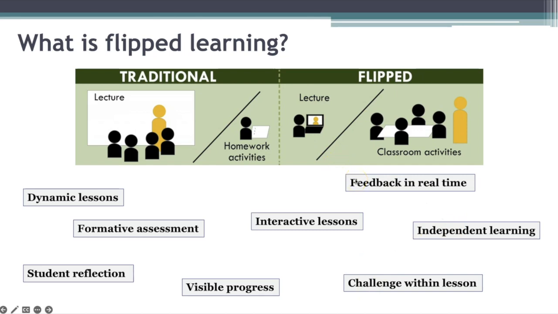You get feedback in real time because once they're doing the activities there and then, you can see whether they did or didn't understand it rather than having to wait until you mark the homework. You are able to formatively assess them as well, and you see the visible progress. So these are all the suggested advantages of flipped learning.